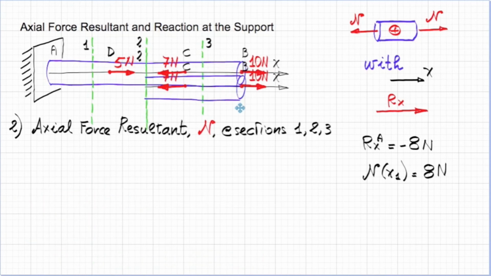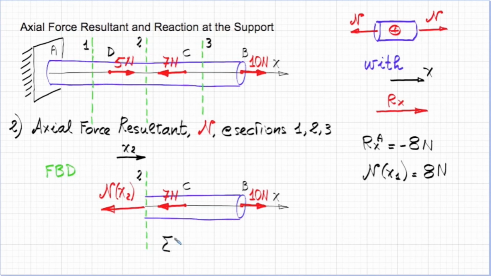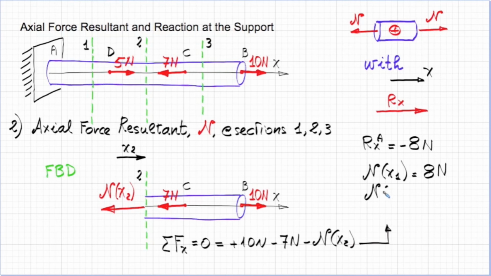So let's keep the right side of the bar to calculate the internal resultant at x2. So n of x2 is our unknown. We draw it positive or tensile coming out of section x2. Now we have our free body diagram. We can impose that the sum of the forces x is equal to 0, and we sum in the 10 newtons positive because it is with x, the 7 newtons negative because it is opposite to x, and the n of x2 with a negative sign because again you see it points in the direction opposite to the x-axis. Out of this simple equation we obtain that n of x2 is equal to 3 newtons.